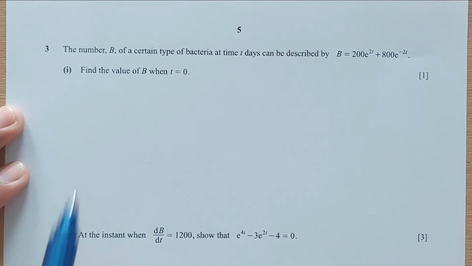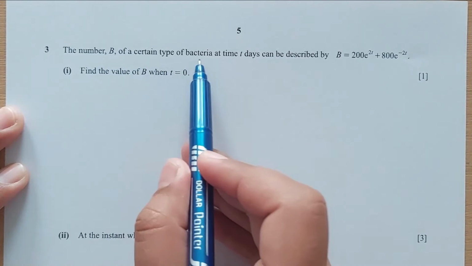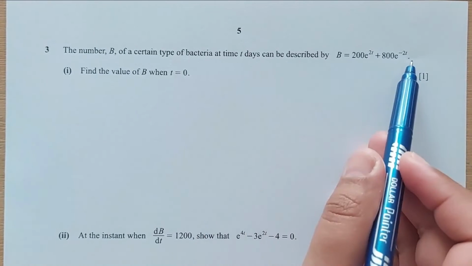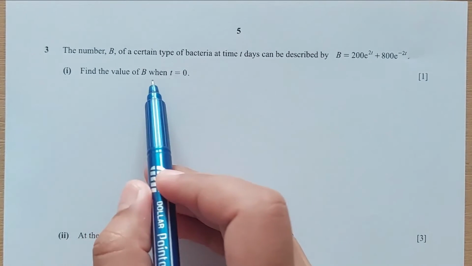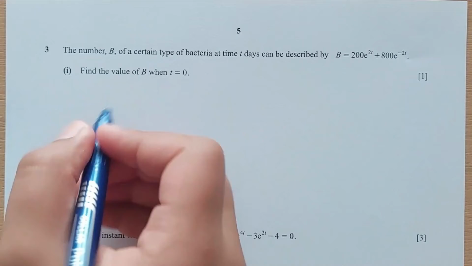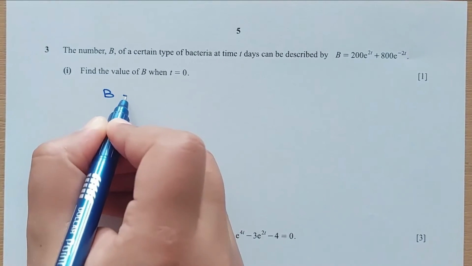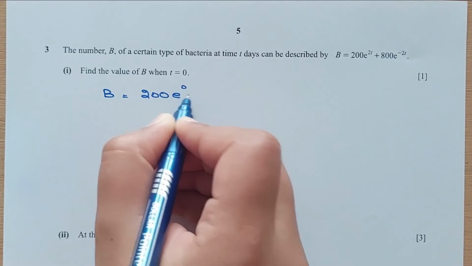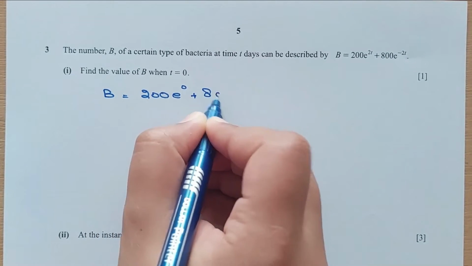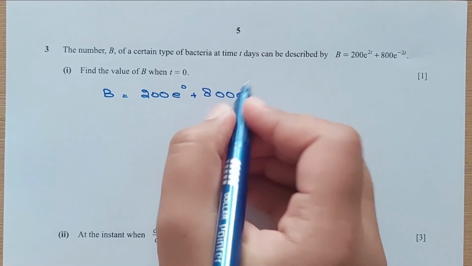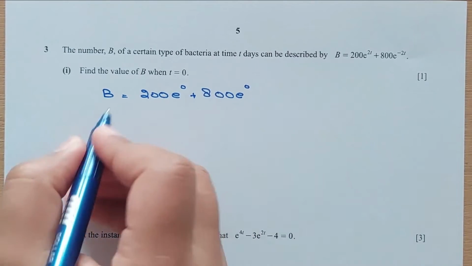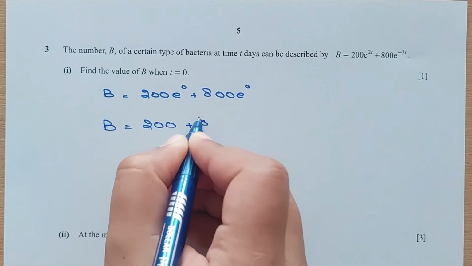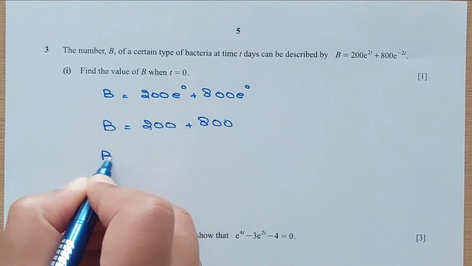Question number 3. The number B of a certain type of bacteria at time t days can be described by this equation. Now for part 1, find the value of B when time is 0. So let me solve for B, putting t equals 0: 200 e^(2 times 0) plus 800 e^(-2 times 0). e^0 is 1, so B is 200 plus 800, that is equal to 1000.